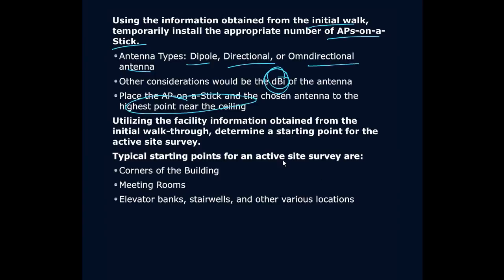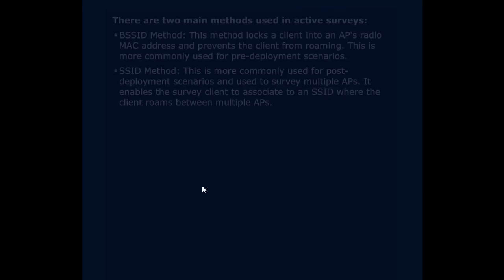Now, when we use the facility information in our walkthrough, this determines the starting point. The typical place we're going to start is the corners of rooms or corners of the buildings, our meeting rooms, elevators, because this is a place where we have problems, stairwells, going to be a place where we have problems, and any other locations in your environment that is a good starting point. And then we are going to actively do our survey.